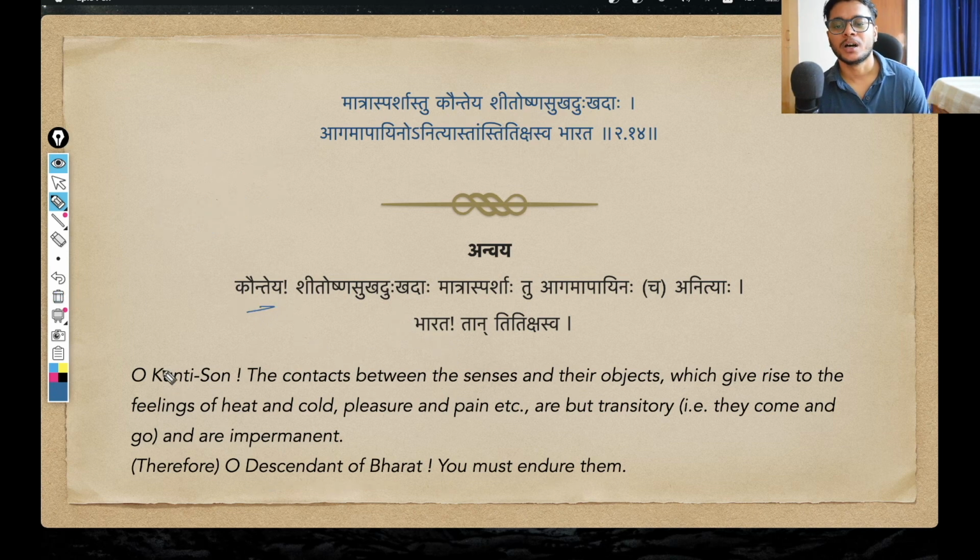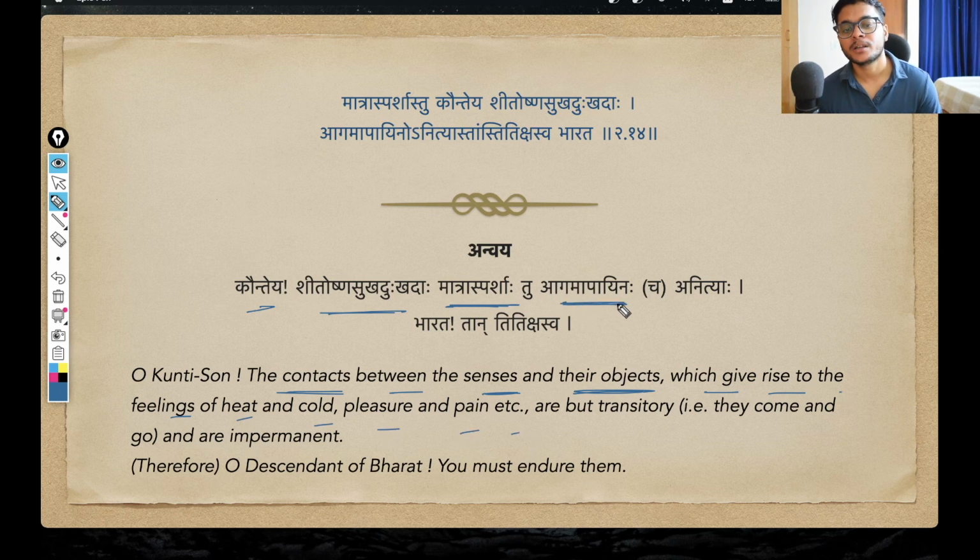But anyways, Kaunteya, O Kunti's son, matra sparshahatu, the contacts between the senses and their objects, which give rise to the feelings of heat and cold, pleasure and pain, etc., are but agamapayanaha, transitory, that is, they come and go, and anityaha, they are impermanent. So whatever impressions you get, whatever feelings you receive by your interaction with the outside world, are but transitory and impermanent. And so Bharata, O descendant of King Bharat, tan titikshasva, you must endure them, you must tolerate, you must bear with them.